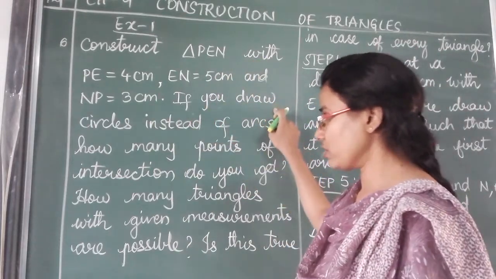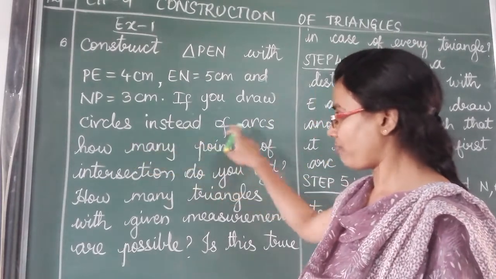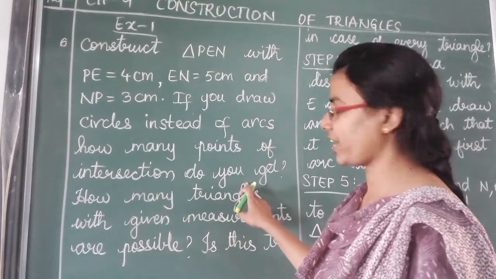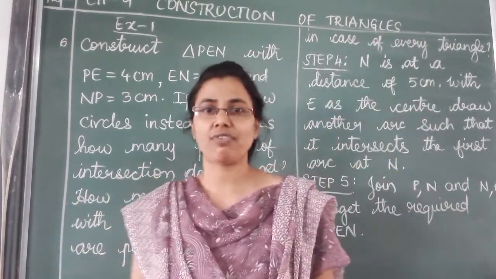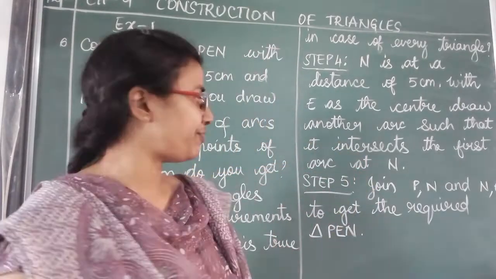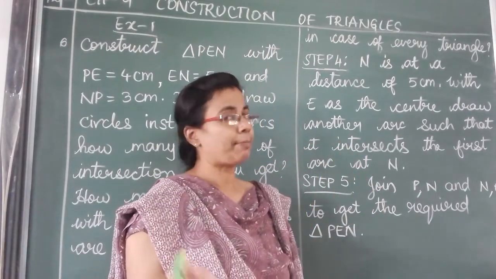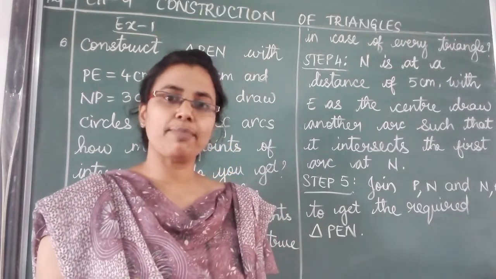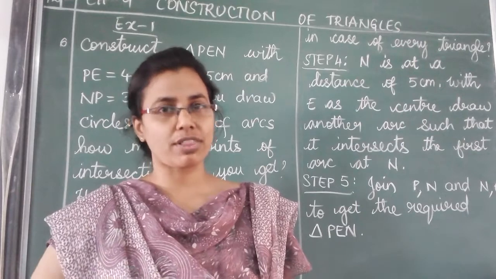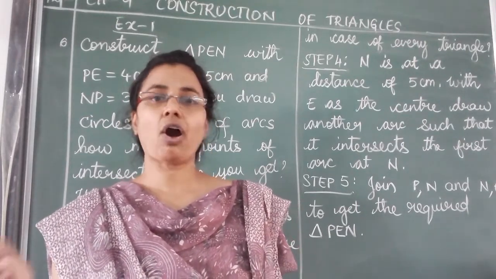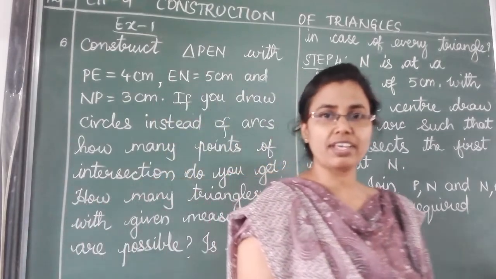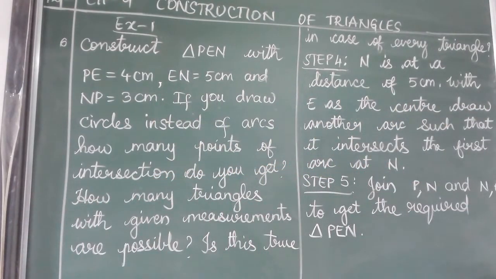Now let us see. If you draw circles instead of arcs, how many points of intersection do you get? This is the question given. Okay? So the same thing. For the same figure, we are going to draw it again, but without writing the construction steps, we are going to draw it, and then instead of an arc, we are going to draw the circles and see how many points of intersection are possible. Understood this? Let's do that.